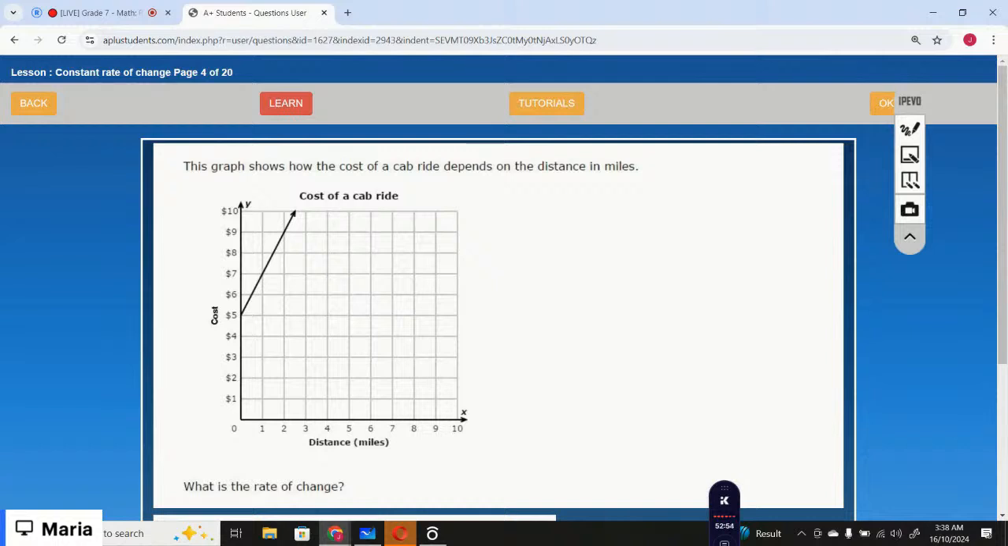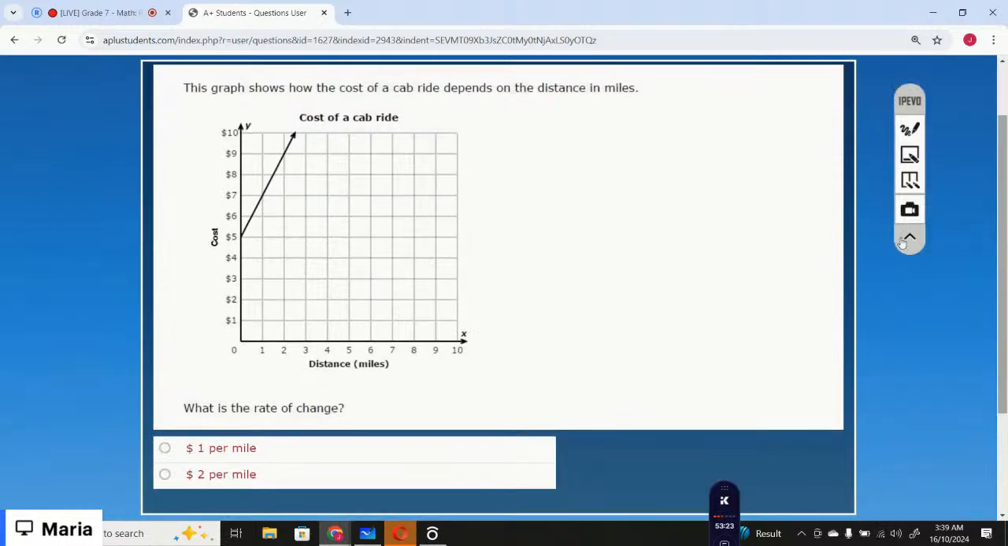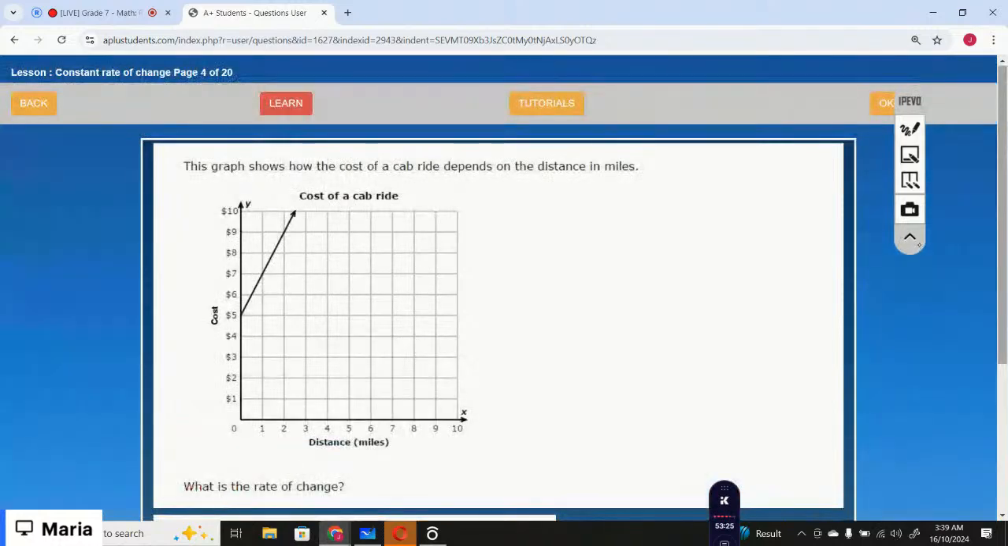This graph shows how the cost of a cab ride depends on the distance in miles. What is the rate of change? So which is the correct option? That is 2 miles, $2 per mile. Okay, you can complete the lesson by yourself later today.